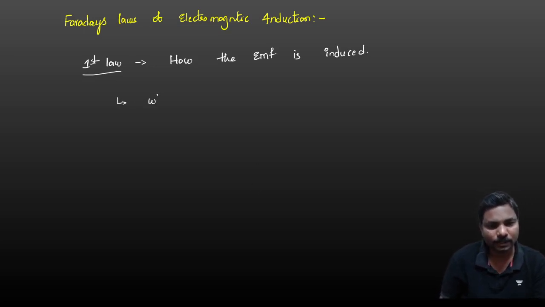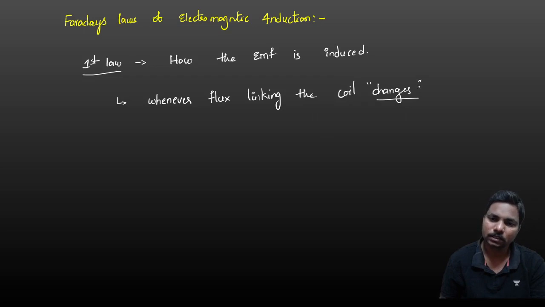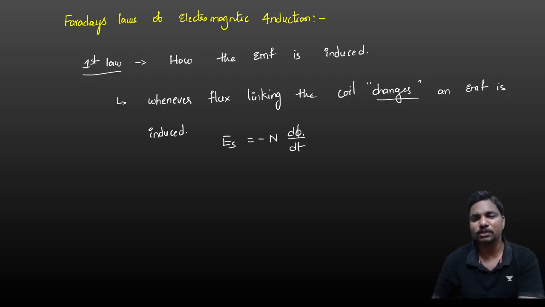He has given in this first law the first statement: whenever the flux linking the coil changes, an EMF is induced. This type of EMF is called statically induced EMF, which is equal to minus N d phi by dt. Changes means changes with respect to time. D phi by dt, differentiation, means change.